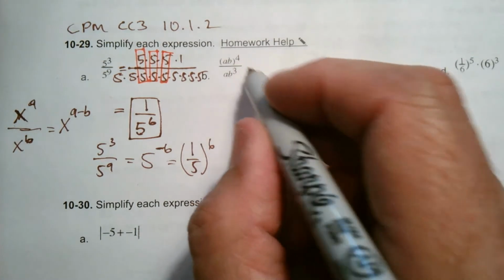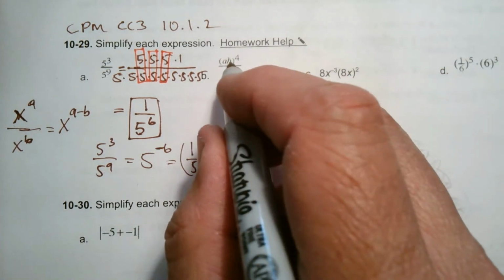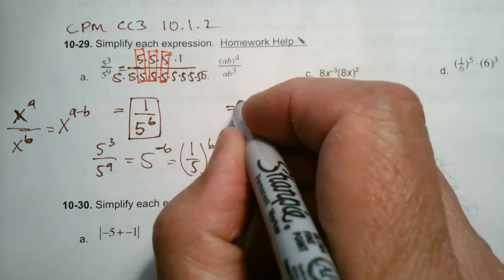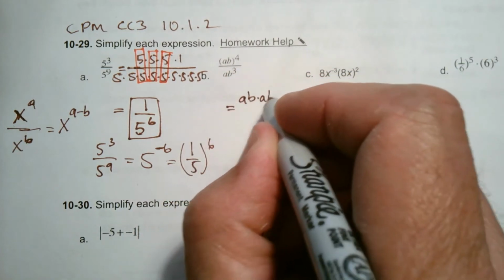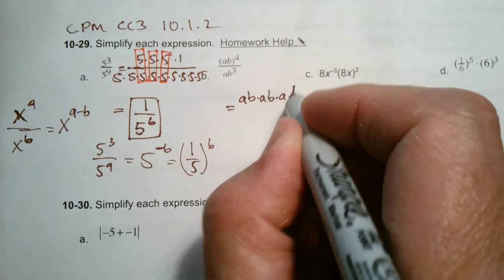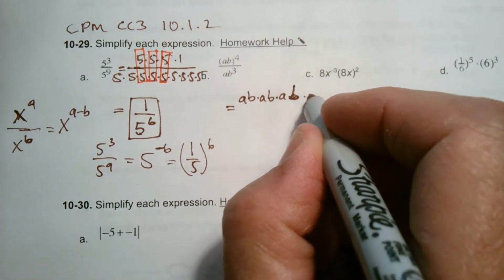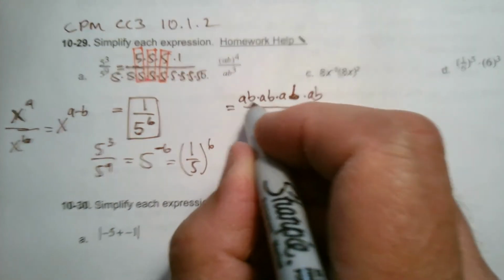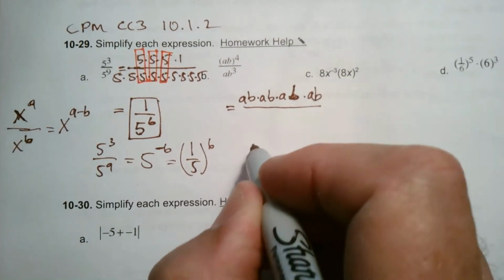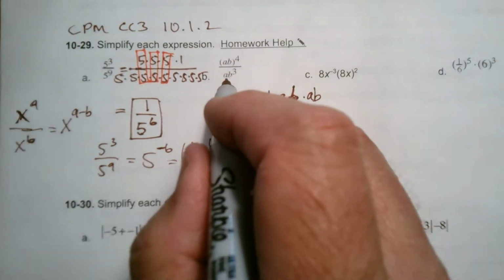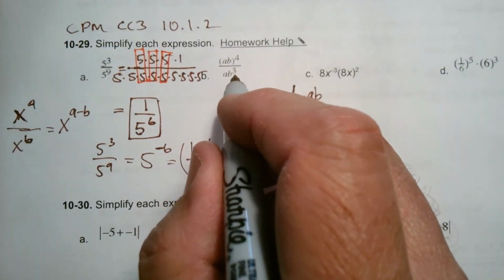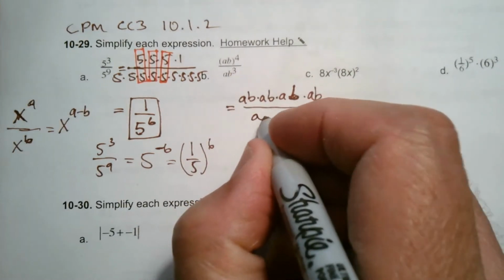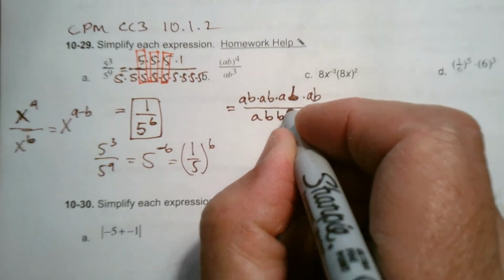B. So B, notice again, if I'm going to break it out, what this means is on the top I have AB times AB times AB, times another AB, right? Because it's AB all to the fourth. So AB times AB times AB times AB. And then on the bottom, this says A B to the third. So the exponent of 3 only affects the B. So what that means is A, B, B, B.